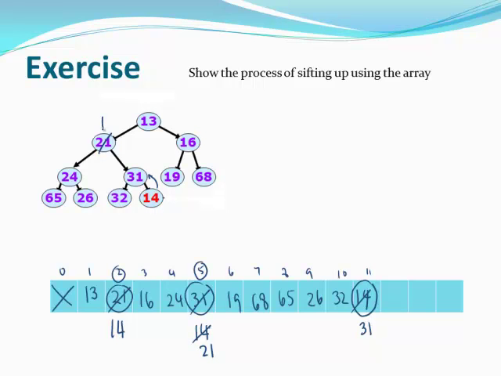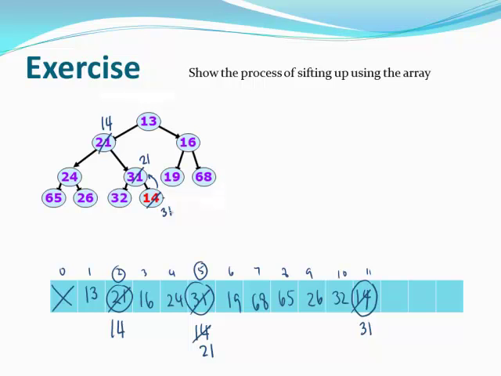So in the tree, it looks somewhat like this: 14, 21, and 31. The idea is that 14 would go as far as it can go. Now 14 has index 2, and dividing by 2 gives you 1. That's your parent, but because you're bigger than the parent, you would stop.